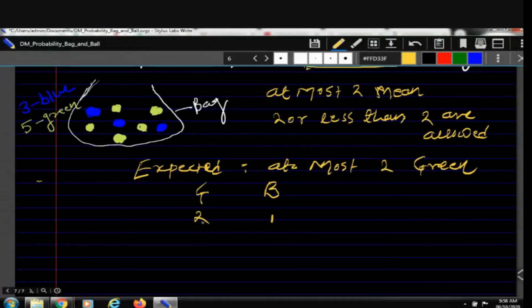Then at most means 2 or less than 2. So 1, and if you are selecting 1 green, then 2 blue. If you are selecting 0 green, that is also allowed. Why is it allowed? Because it is at most 2. At most 2 means it is not exceeding the condition. So it is not more than 2. 0 is not more than 2. So that's why 0 green is also allowed. In the 0 green case, you have to select all 3 blue ones.